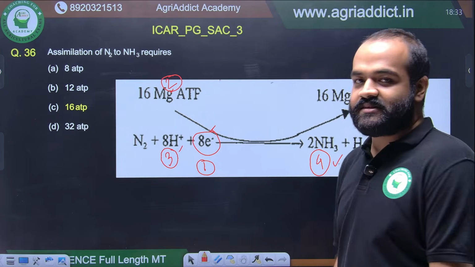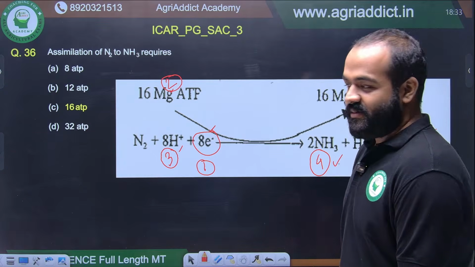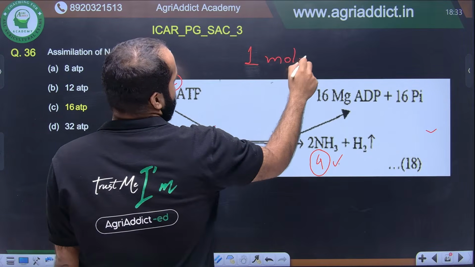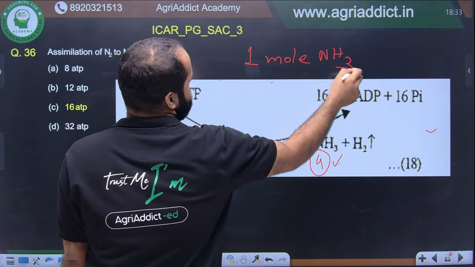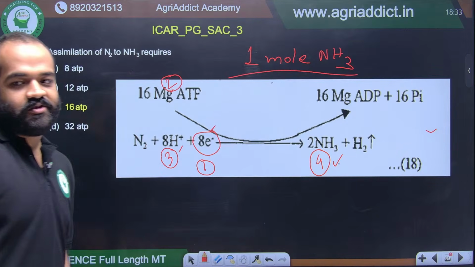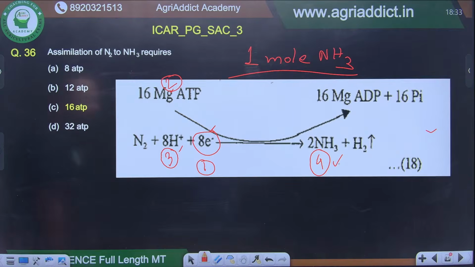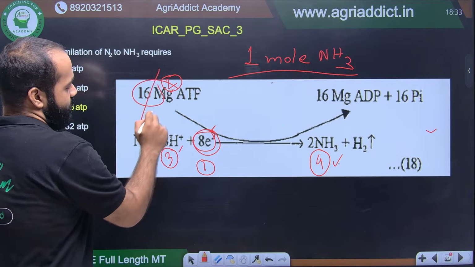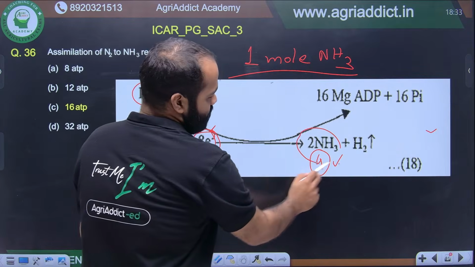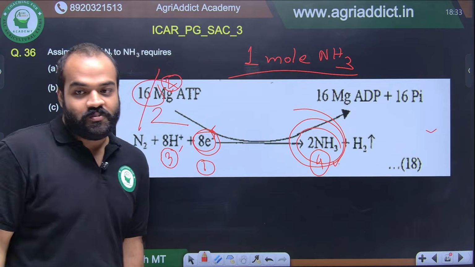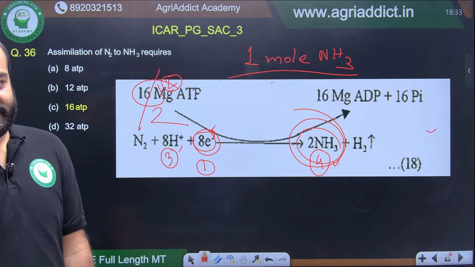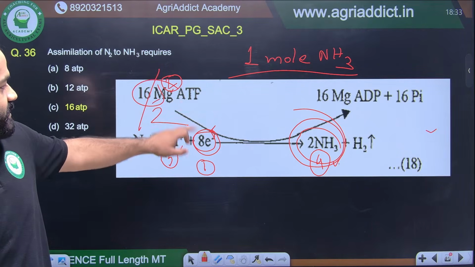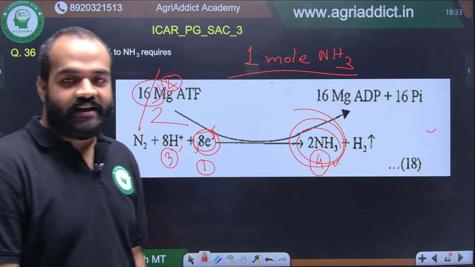In my MSc first semester exam, our microbiology teacher asked: for 1 mole NH3 formation, what would be the number of electrons and what would be the number of ATP. All right, so it is nothing. All these numbers will be divided by half, because if you look here, this is for 2 moles. So if they are asking for 1 mole, you have to divide all these numbers by half. 16 will be 8 and 8 will be 4.